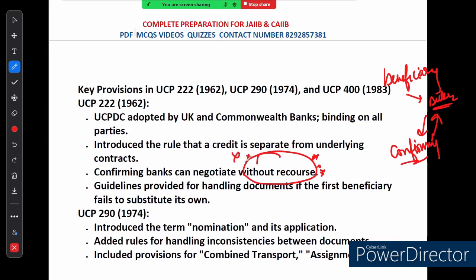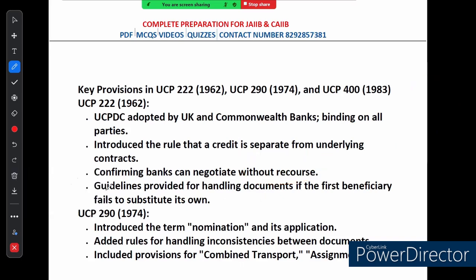There were also guidelines for handling situations where the first beneficiary, often in a transferable letter of credit, fails to substitute his own documents. So the key point is the first beneficiary failing to substitute its own documents. This provision helps clarify how banks should proceed in such cases, reducing delays and confusion.